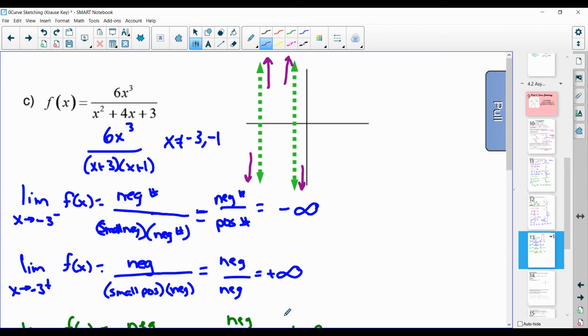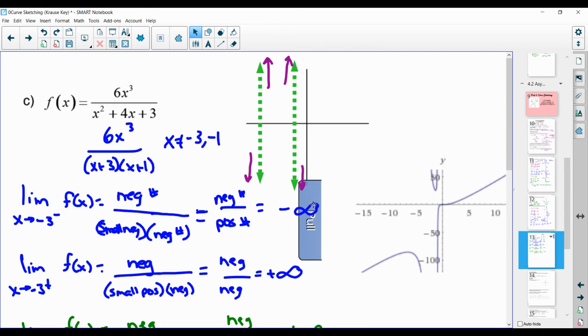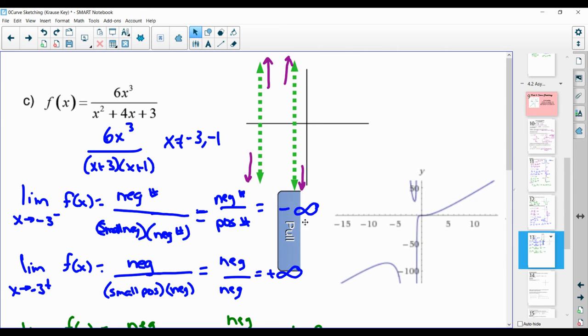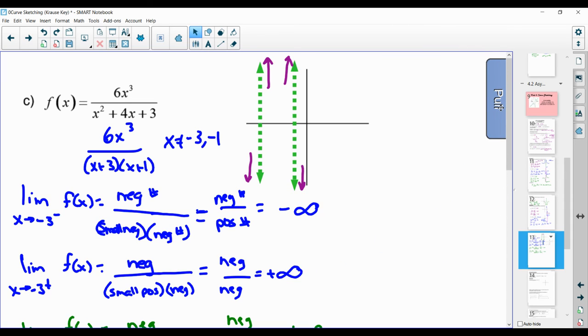Now, if you wanted to see what this graph looked like, you could certainly graph it on your calculator, or you can take a look at this one here. So that's what the graph would look like. And again, if you notice, we've got a vertical asymptote at x equals negative 1, and we've got a vertical asymptote at x equals negative 3. Now, this graph has other asymptotes. It looks like there's an oblique asymptote. We'll get into that in another lesson. All right, so this is the vertical asymptotes portion.